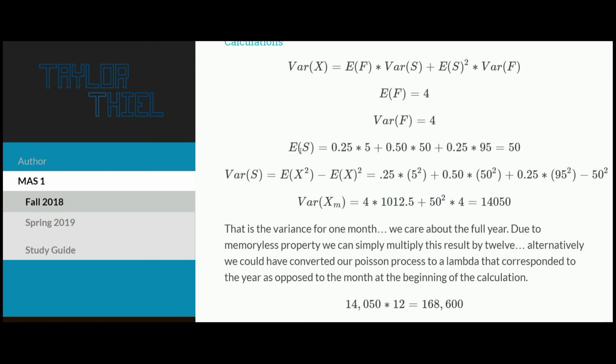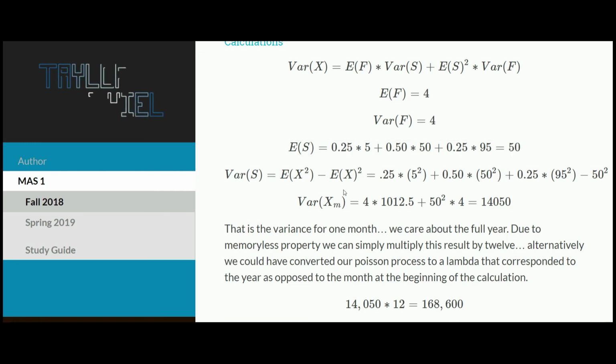So we have then the expected value of the severity, and that is the probability weighted average of all possible values. So 25% of the time there's a severity of 5, 50% of the time 50, 25% of the time 95, and then we see the average is just 50.